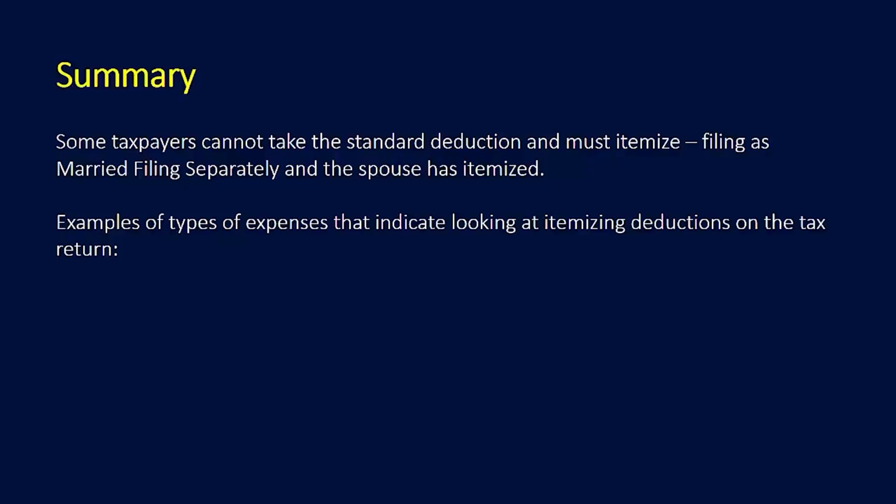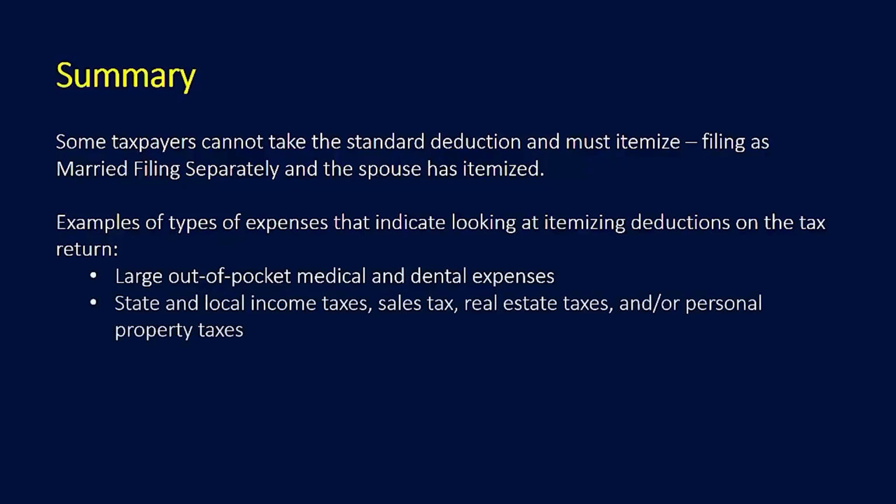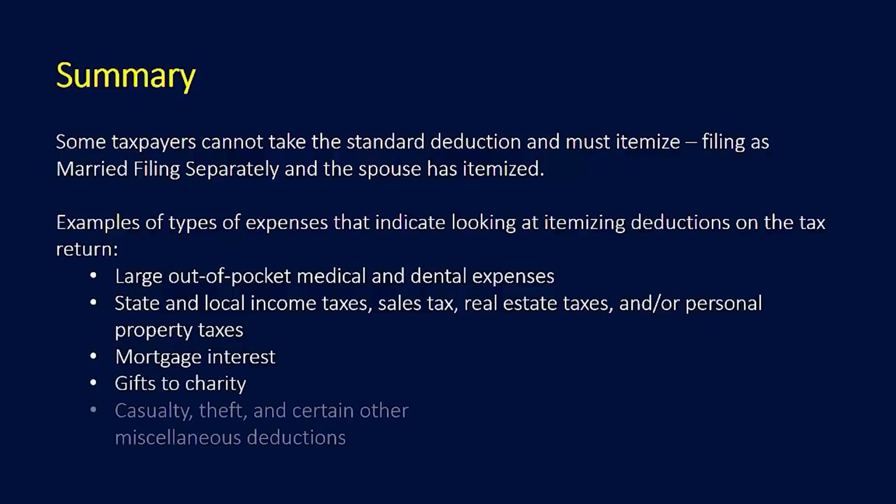Examples of types of expenses that indicate looking at itemized deductions on the tax return are large out-of-pocket medical and dental expenses, state and local income taxes, sales tax, real estate taxes, and/or personal property taxes, mortgage interest, gifts to charity, casualty, theft, and certain other miscellaneous deductions.